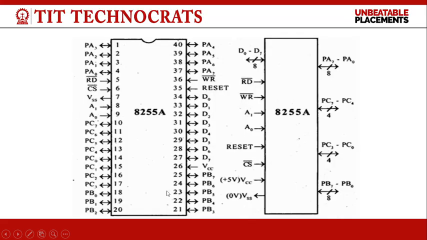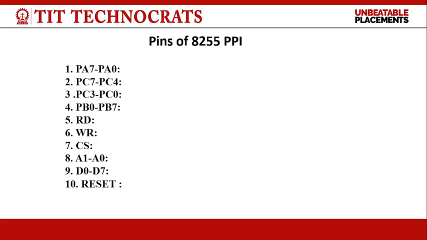Other than this, there are 2 power supply lines. Pin number 26 is connected to VCC and pin number 35 is the reset pin, used to reset the internal registers of the 8255 PPI. When this reset pin is logic high, it is used to clear the control word register of the 8255 PPI.